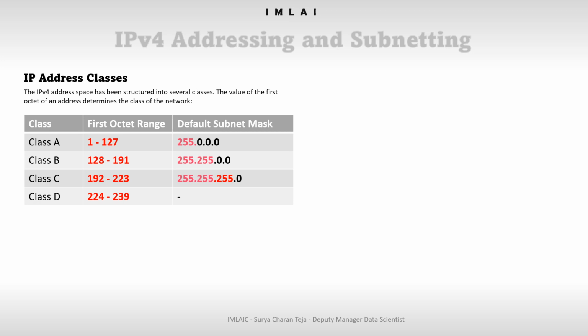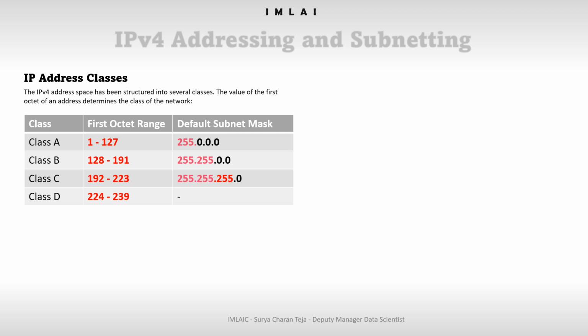So we have four classes: class A, class B, class C, class D. In class A, the first octet ranges from 1 to 127, and in class B, the first octet ranges from 128 to 191. In class C, the first octet ranges from 192 to 223. In class D, the first octet ranges from 224 to 239.